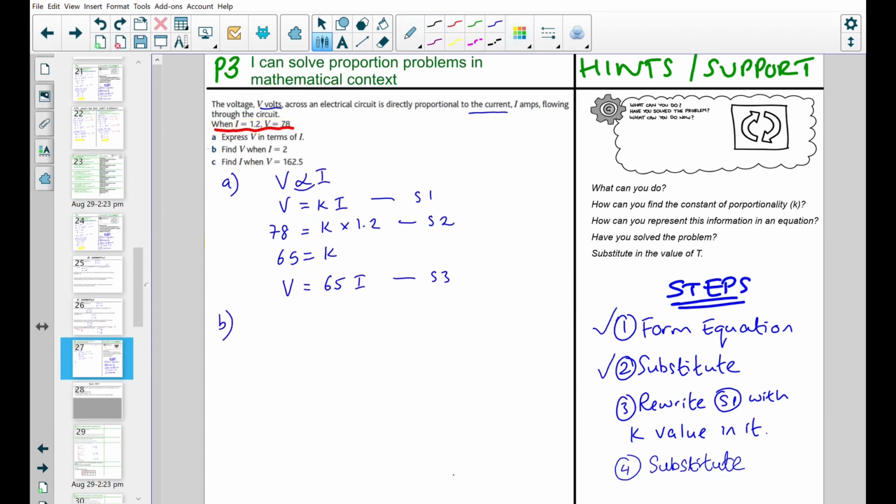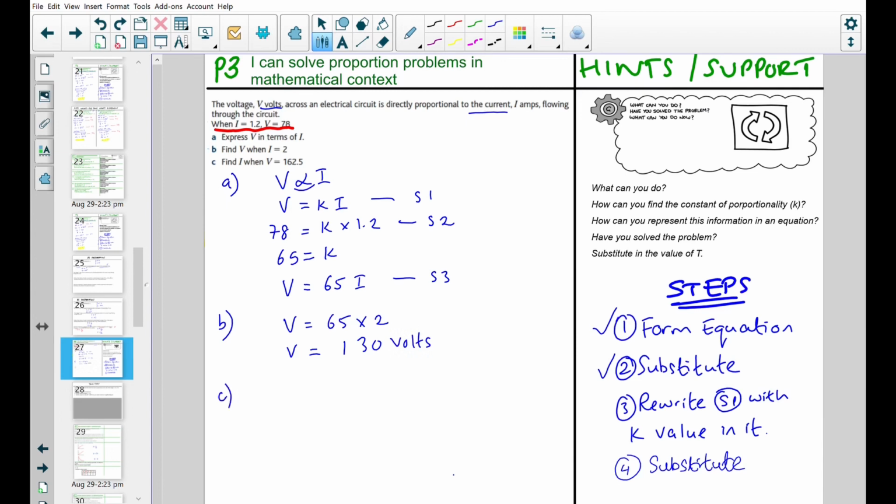Part B, find V when I is equal to 2. So here I am going to substitute I in step 3 by 2. V is equal to 65 multiplied by 2. Therefore, V is equal to 130. The unit for V is volts. That's the answer for part B.